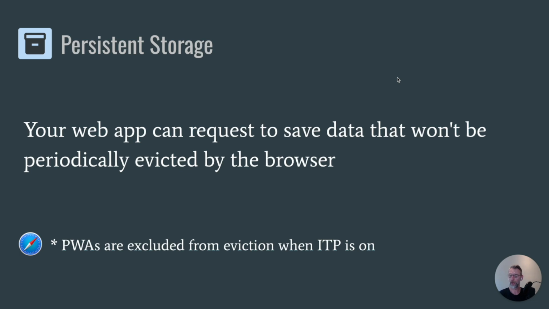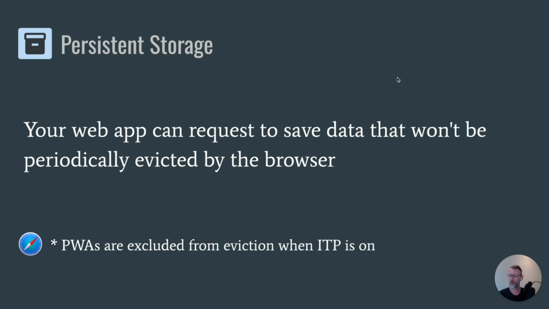Persistent storage, also a feature that has been long awaited, is supported now everywhere. It means that your web app can request to save data that will not be wiped out by the browser anymore. This has always been a specific problem, especially on iOS. On iOS it was the case that when ITP was on, Intelligent Tracking Prevention, if you didn't interact with your web app for 7 days, iOS would wipe out all the data, and then you had to start all over again, which always was a big problem. Now that is no longer the case.